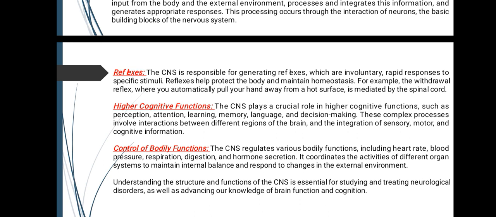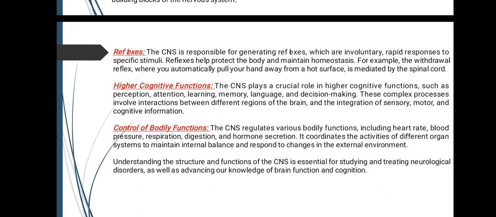Higher cognitive function. The central nervous system plays a crucial role in higher cognitive functions such as perception, attention, learning, memory, language, and decision making. These complex processes involve interaction between different regions of the brain and integration of sensory, motor, and cognitive information.